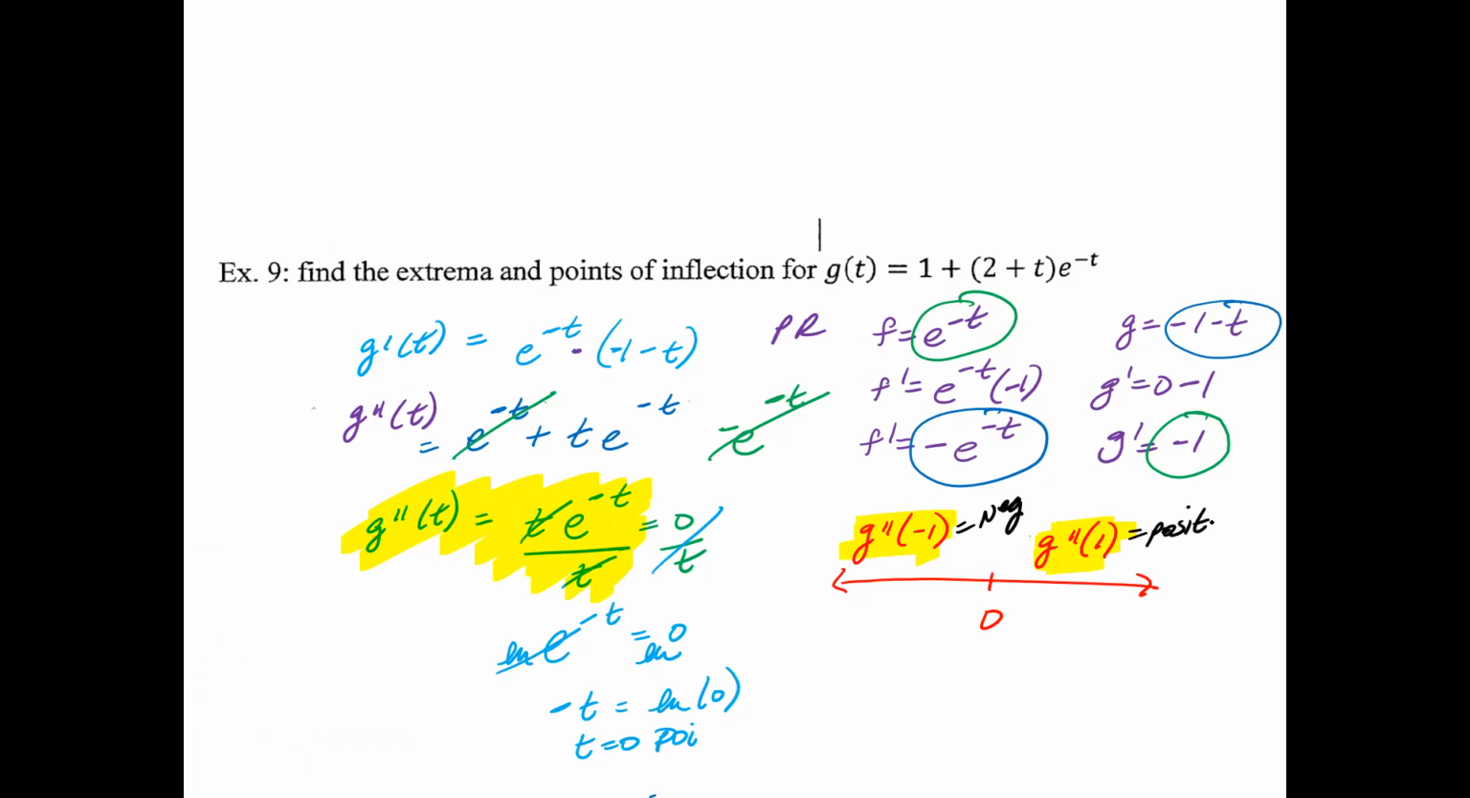So what that means is that from negative infinity to 0, this is going to be concave down. And then from 0 to positive infinity is where there is a concave up. And that will be your answer.